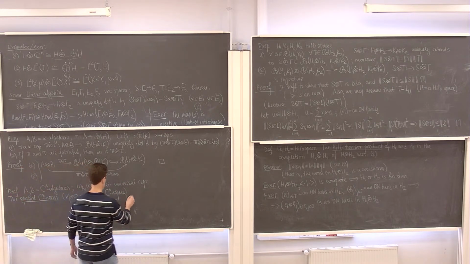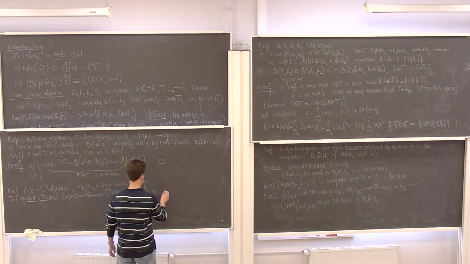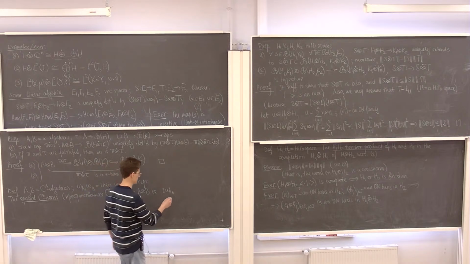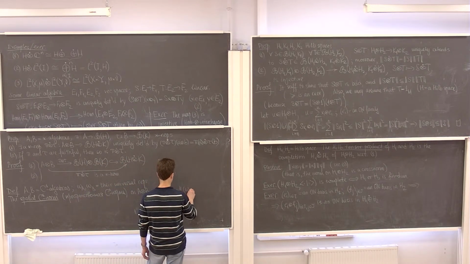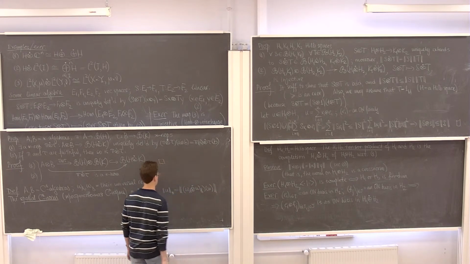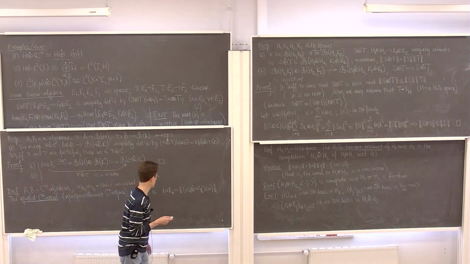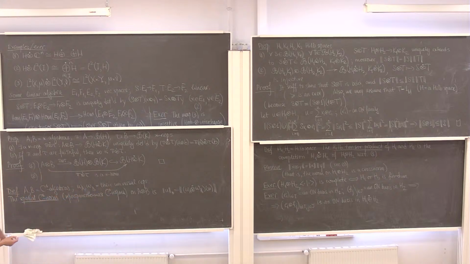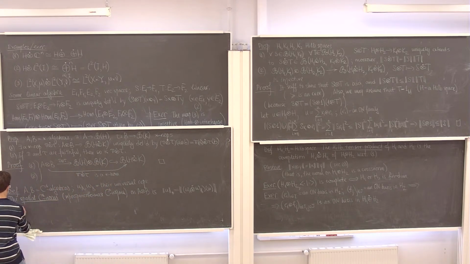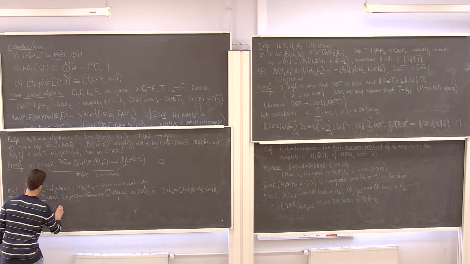On the algebraic tensor product A tensor B, the norm is given by the following formula. The norm of an element u in the tensor product is the norm of the operator omega A tensor omega B applied to u. So our previous proposition shows that this is indeed a C-star norm.